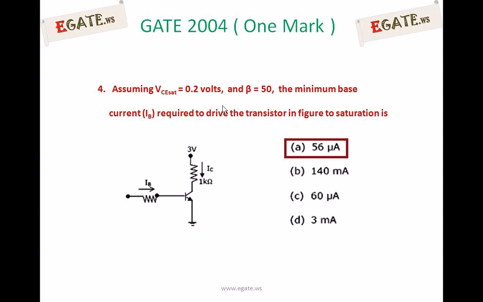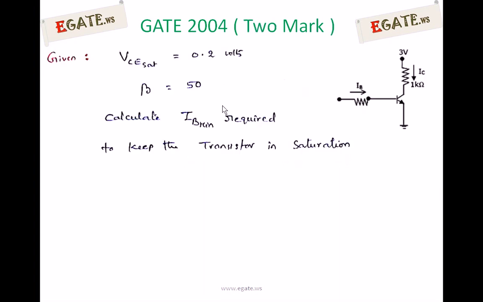We see the details now. This was the diagram given, where the transistor is an NPN transistor. It was given with a collector resistor of 1 kilo ohm, connected to a 3 volts power supply. The current flowing through the 1 kilo ohm is nothing but IC.